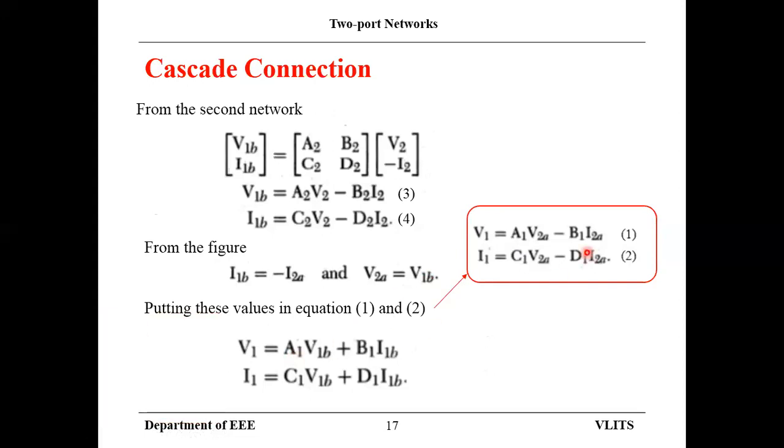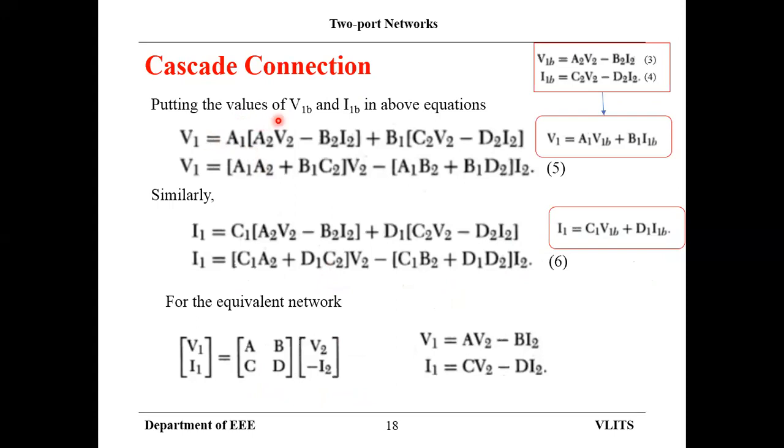So I'm rewriting equation number 1 and 2 by substituting these values. Then the equation V1 will become A1 into V1B plus B1 into I1B. And similarly, the equation I1 is equal to C1 into V1B plus D1 into I1B. So after we have rewritten equation number 1 and 2 by replacing these values.